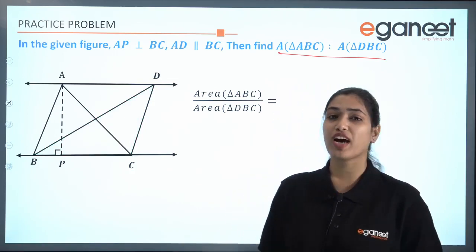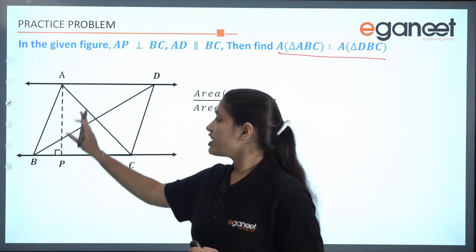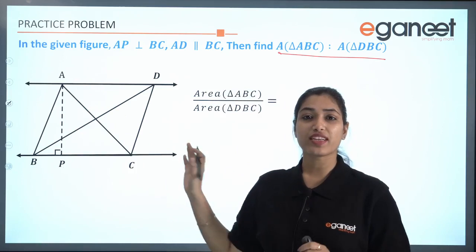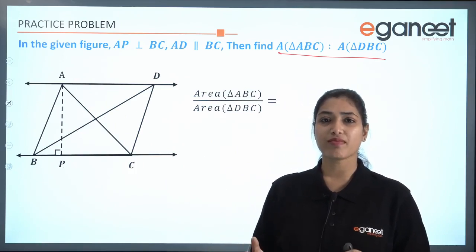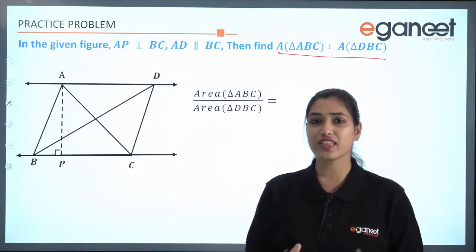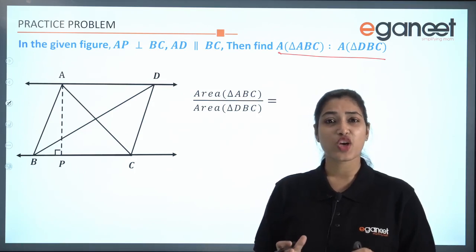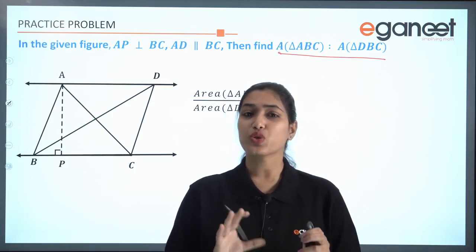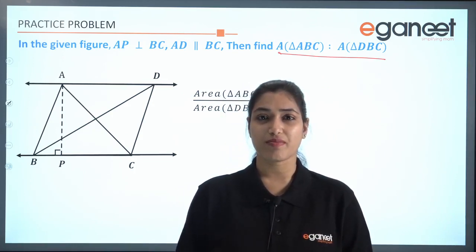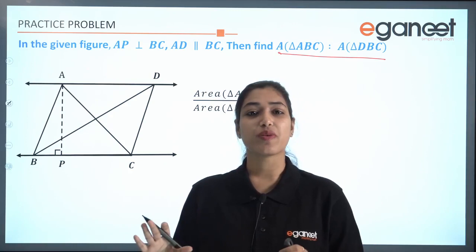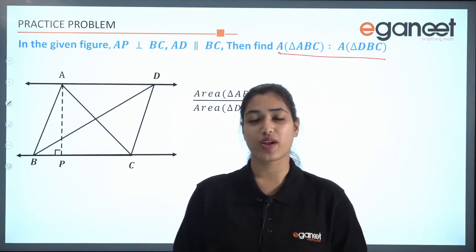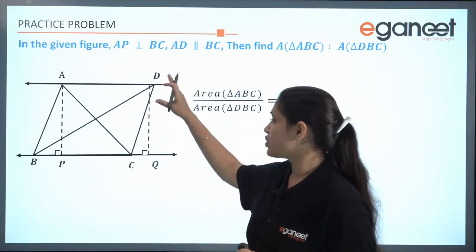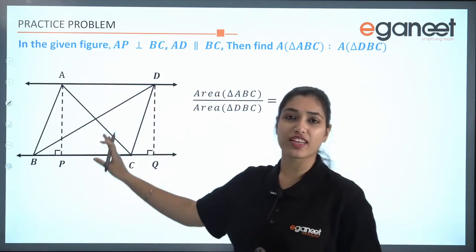Now let's observe the heights. AP is the height of triangle ABC. Now what will be the height of triangle DBC? Will it be the same as the height of triangle ABC? Yes. Why? Yes, the distance between two parallel lines is always the same, and here the distance between two parallel lines is nothing but the heights of the triangles. So the height AP will be equal to the height, say, DQ of triangle DBC.